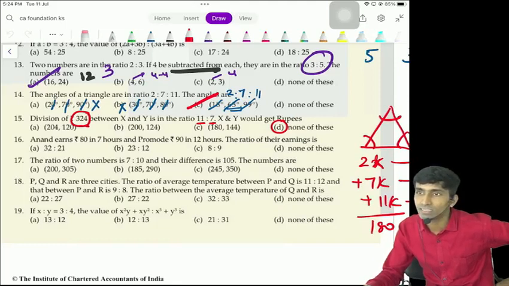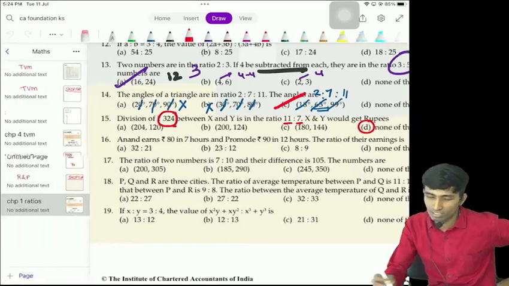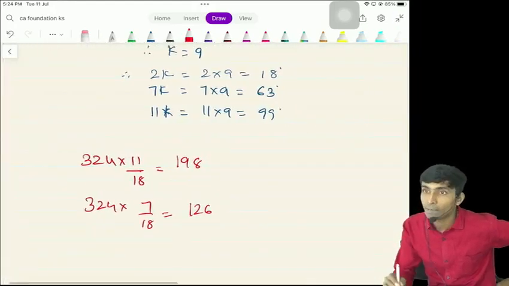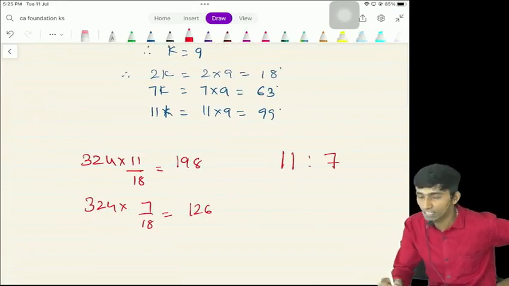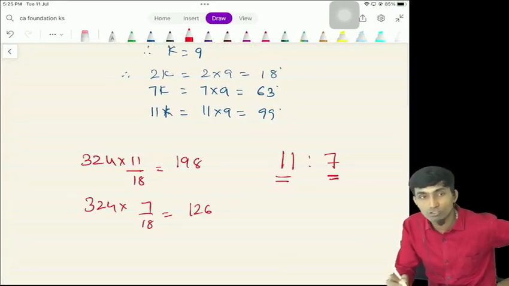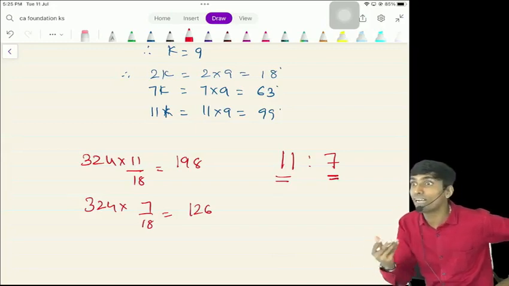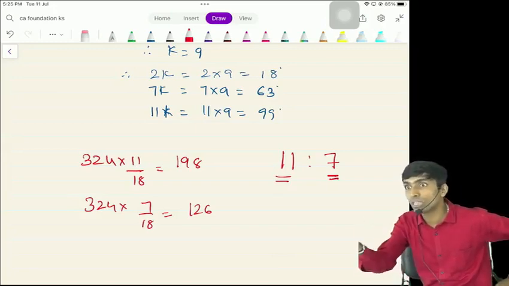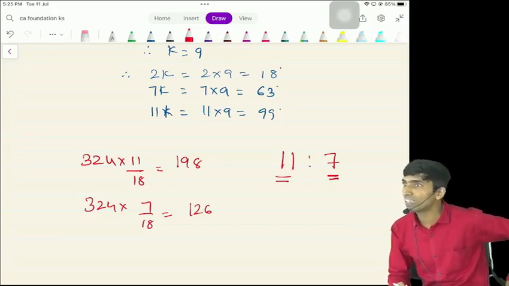Easy, na? What's the problem? Not understood. Are 11:7 is given, na? 11:7. So one should get 11, another one should get 7. So total is how much? 18. So how do you divide? Whatever is the amount into 11 by 18 and into 7 by 18. Correct, no?